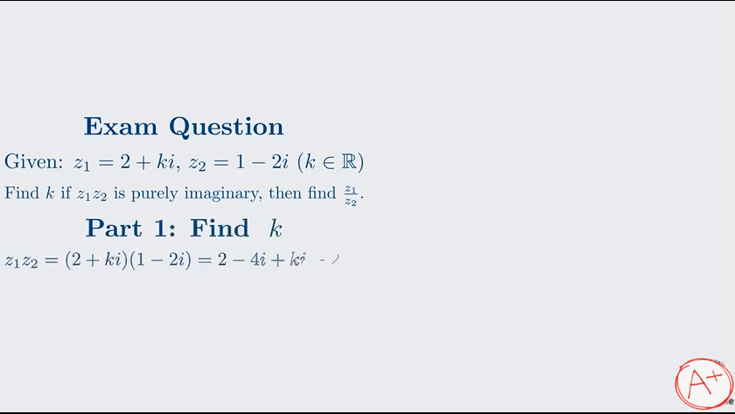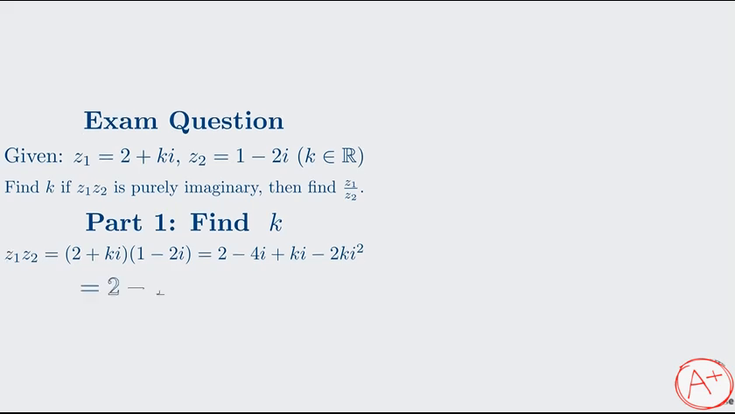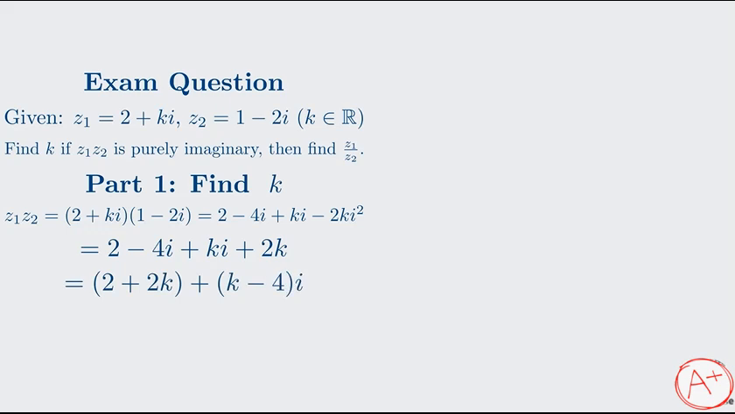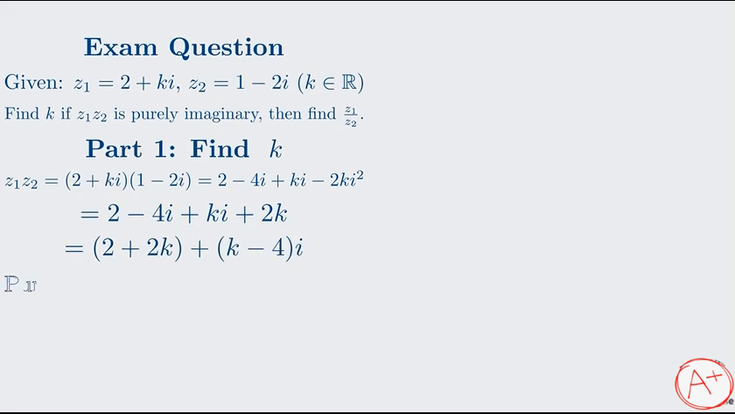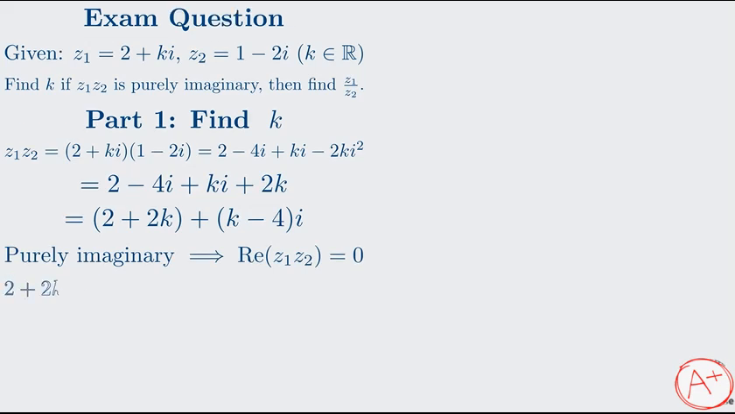First, we find the product. Multiplying the terms, we get 2 minus 4i plus ki minus 2ki squared. Recall that i squared is negative 1, so the last term becomes plus 2k. Now, let's group the real and imaginary parts. The question states the result is purely imaginary. This means the real part must be 0. Solving 2 plus 2k equals 0, we get 2k equals negative 2, so k equals negative 1.